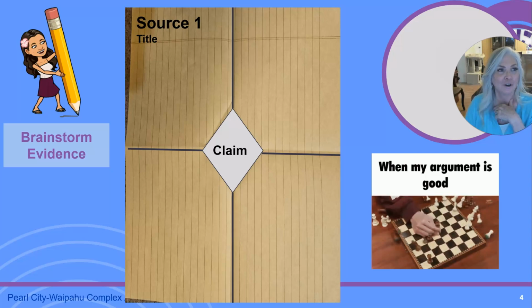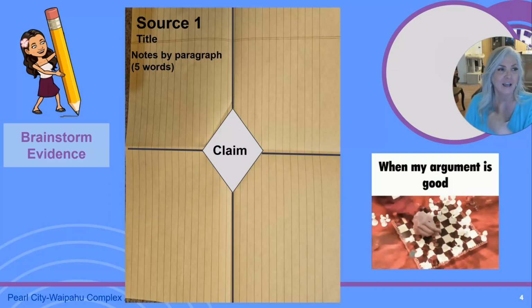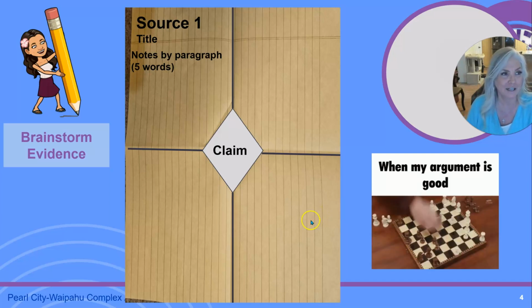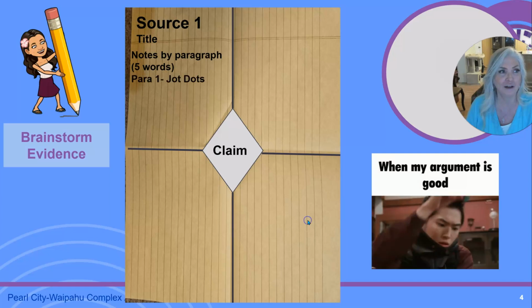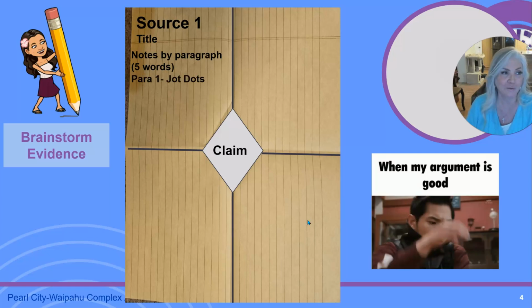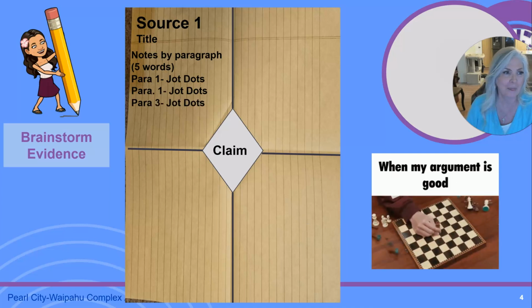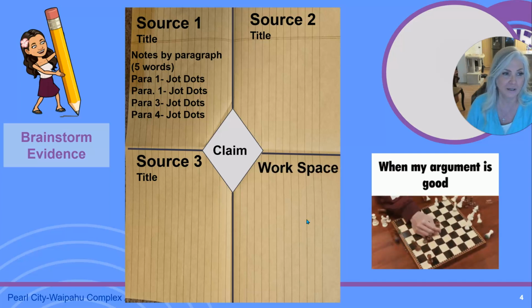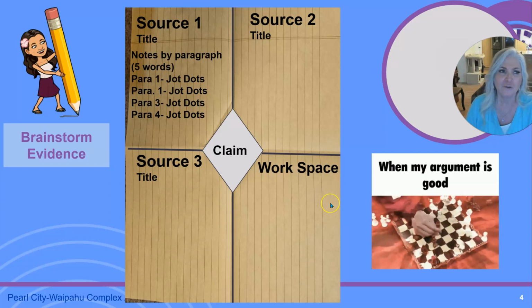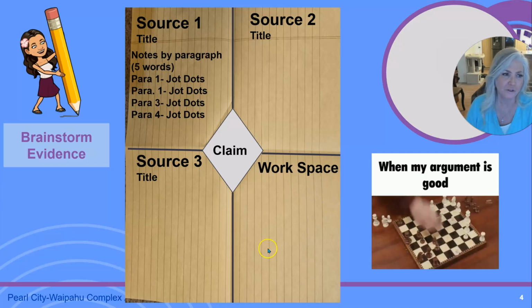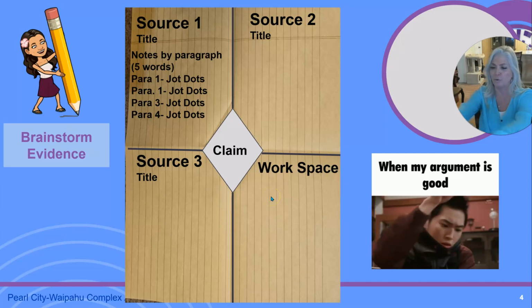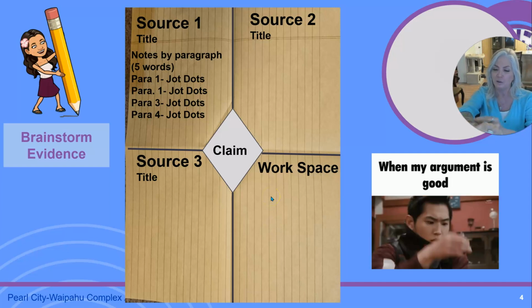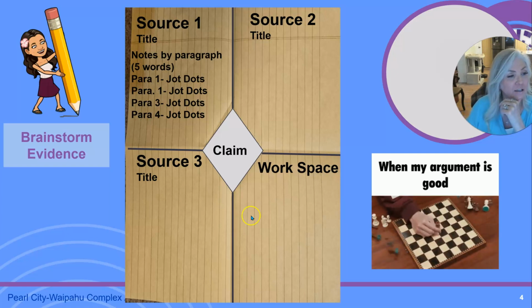We're going to be taking notes on our 4 sources that we have, and in each note section we're going to put the title and then take notes by paragraph, 5 words at a time. So for example, paragraph 1, and then we jot just 5 words. And then source 2, title, and again, source 3. And if you have a 4th source, then you would use this space for your 4th source, but usually one of the 4 sources will be not credible, and you'll only end up with 3 sources that you're going to be using. Then this would be your workspace for you to work out what you're going to be writing about.